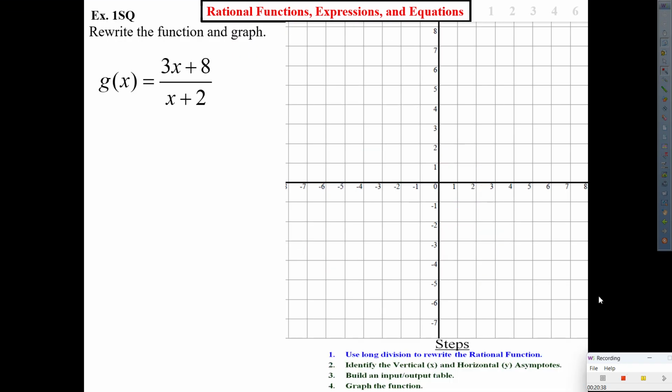All right, let's do another one. I'm going to give you a head start on this one. Example 1, super Q. 3x plus 8 over x plus 2 equal to g of x. G of x equals 3x plus 8 over x plus 2. Now, you should be able to do this one completely, so I'll give you a head start. Copy and go. All right, check with the neighbor, please. See where they're at. See if they have the division correctly.